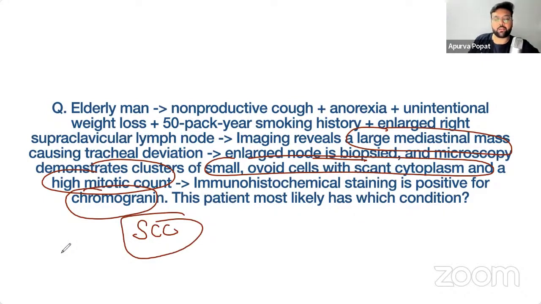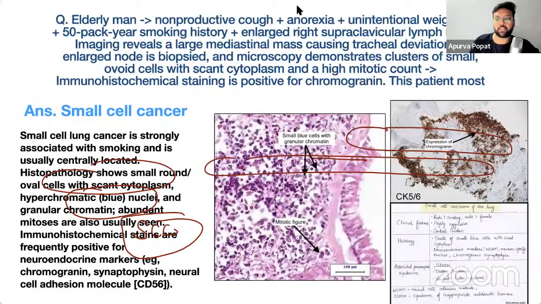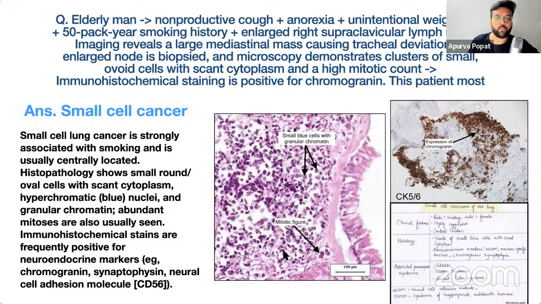This is small cell carcinoma again because it's a neuroendocrine tumor, and it will be positive for chromogranin, and there is a lot of smoking history. So that's a small cell carcinoma. Again, you see a lot of small cells, just like lymphocytes, and this is chromogranin positive.